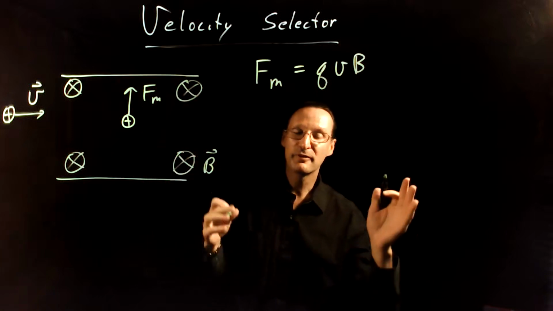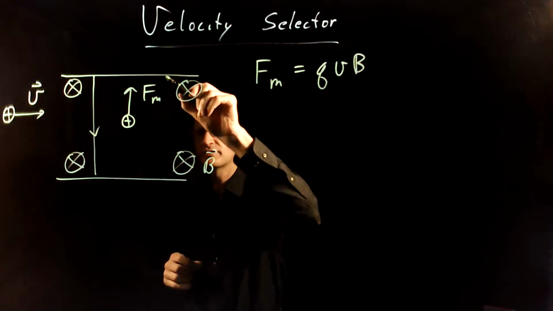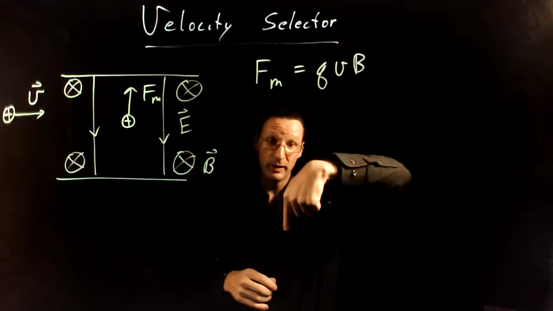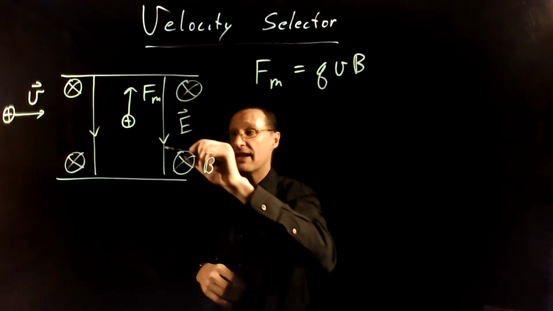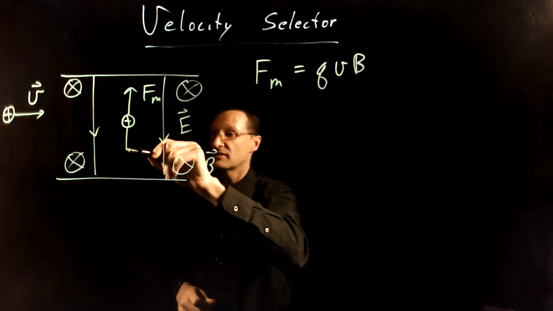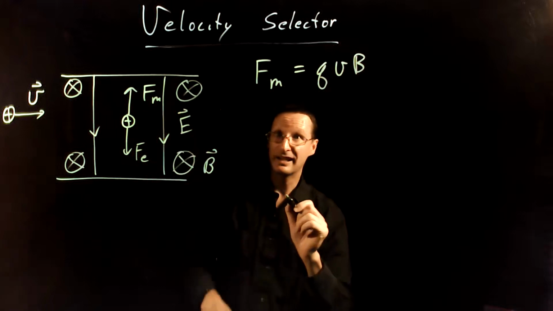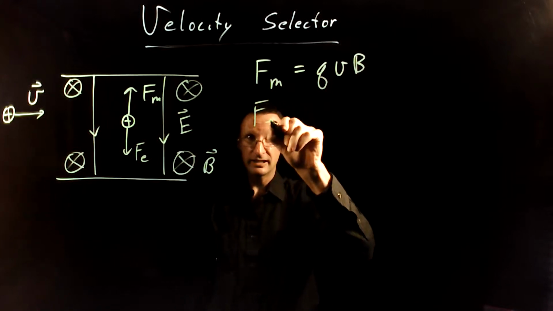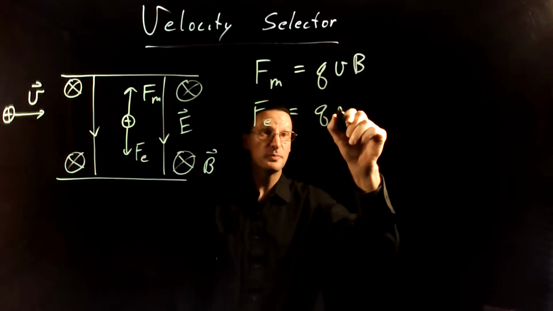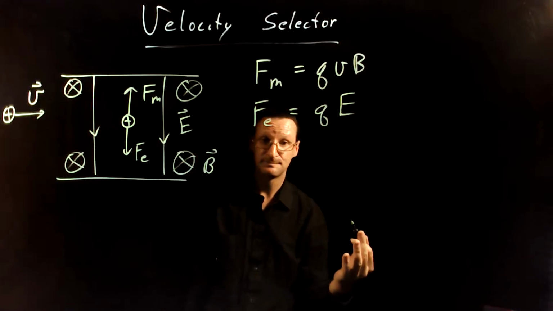The next step, to prevent that, is that you put an electric force on it. And to put an electric force down on it, you create a uniform electric field that points down. This is a positive charge. The positive charge feels a force in the direction of the electric field. And so that electric force is going to point down. The magnitude of that electric force is going to be the amount of charge, q, that's positive here, times the magnitude of the electric field.